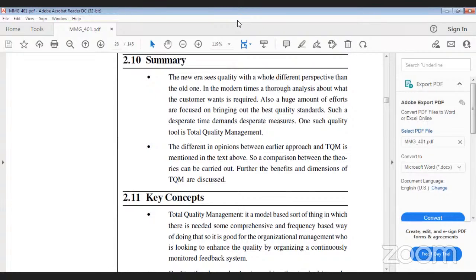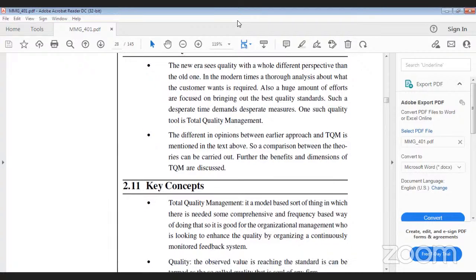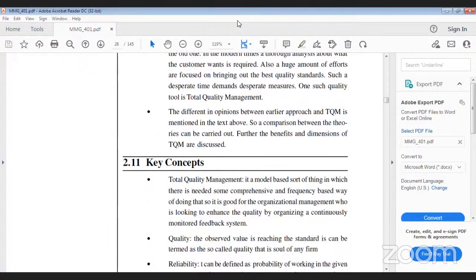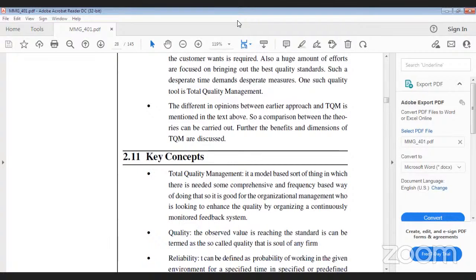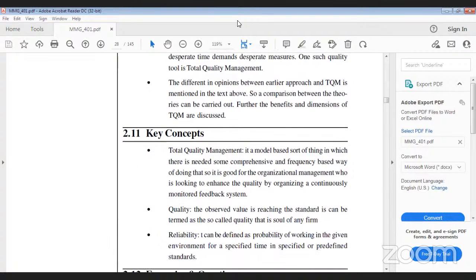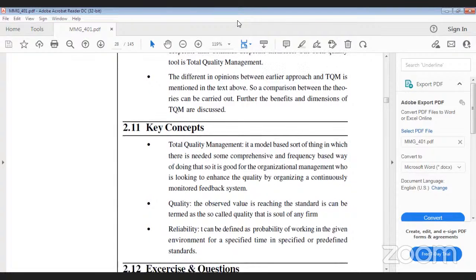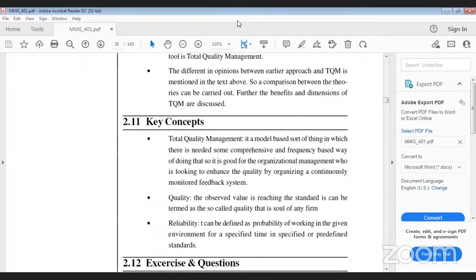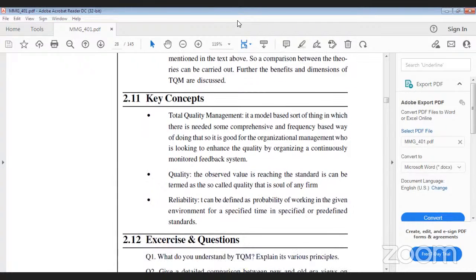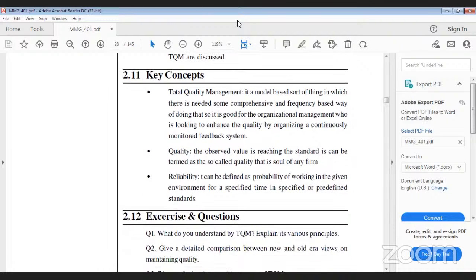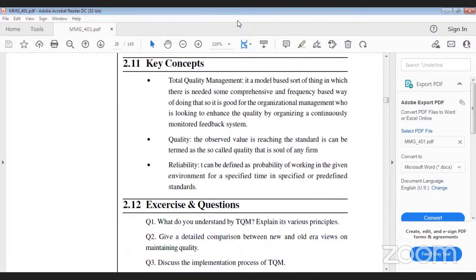The second point is quality here. It is most observed that the value reaching the standard can be termed as the so-called quality, and that is the soul of any firm also. Then reliability here. Reliability can be defined as the probability of working in the given environment for the specified time and specified predetermined standards also.